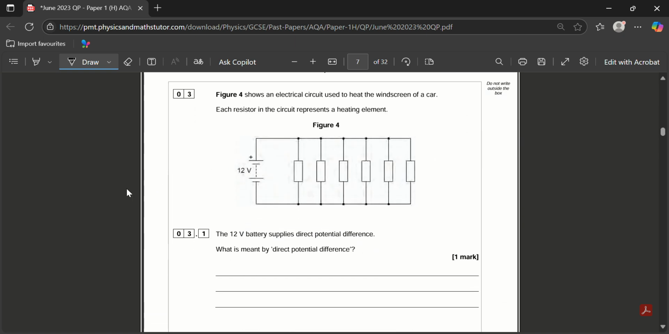What is meant by direct potential difference? This is just a standard question. Potential difference polarity doesn't change, or you can say direction. But they like these special words like polarity.